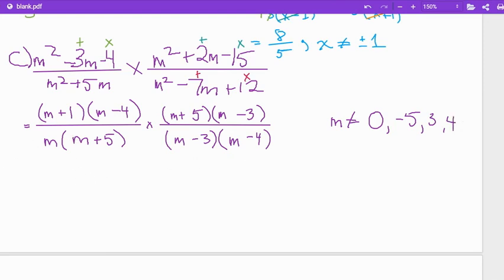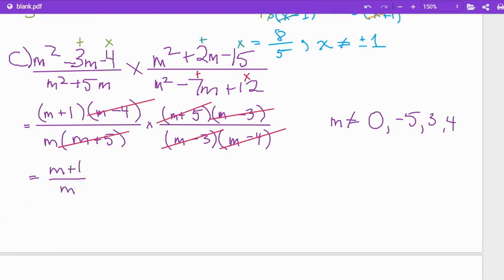Okay, let's start cross-canceling. So I see I can cancel m plus 5 and m plus 5. And I see I can cancel m minus 4 and m minus 4. And m minus 3 and m minus 3. So if you have a lot to cross-cancel, it gives you a good sense that you probably factored correctly.